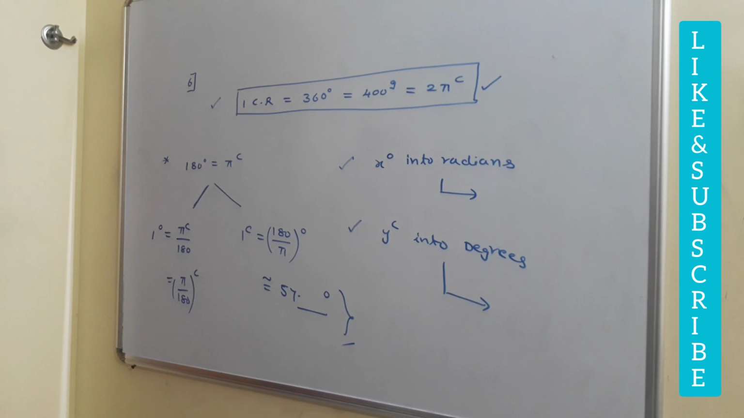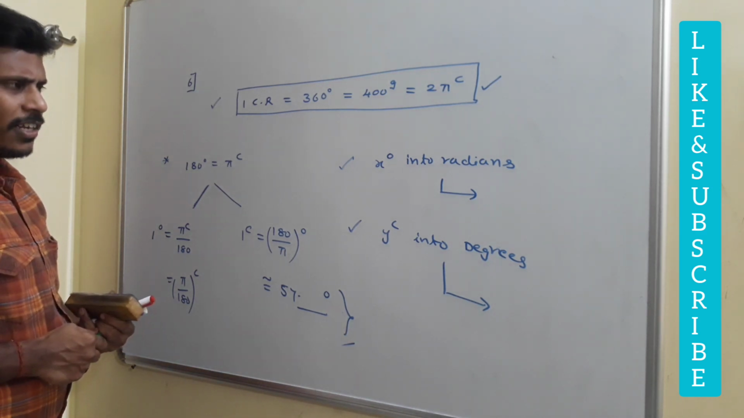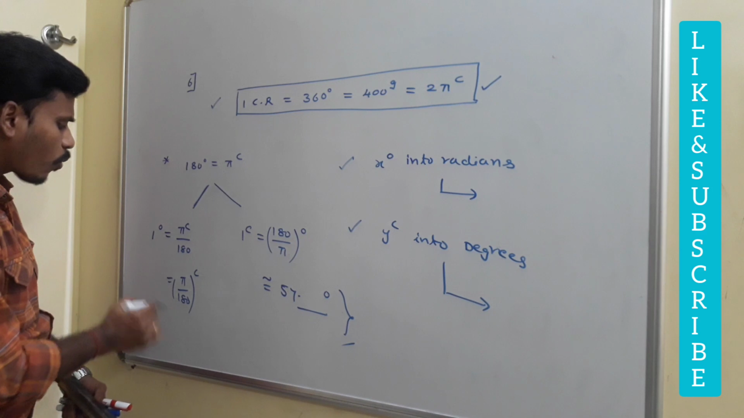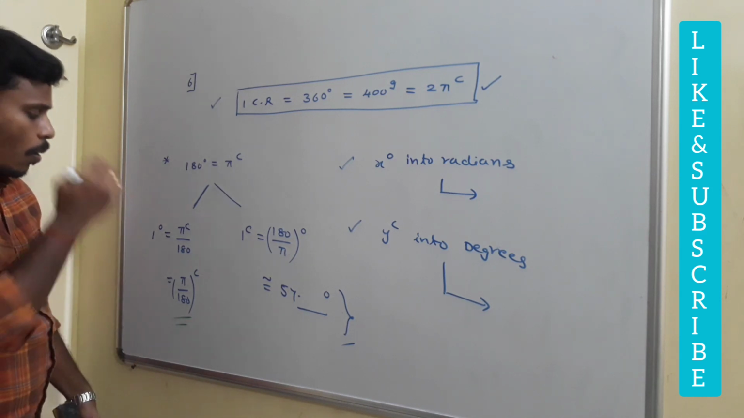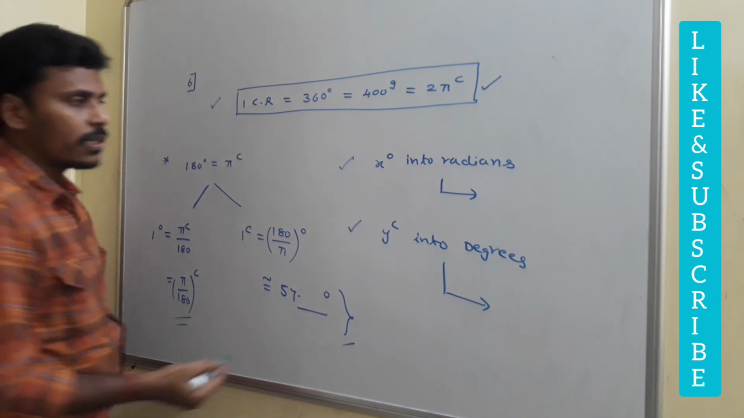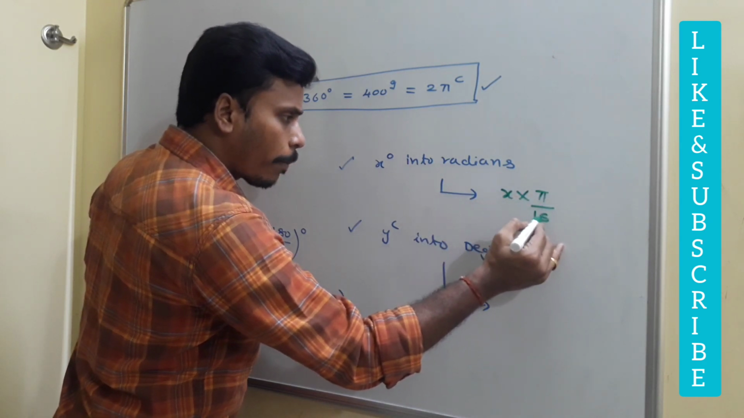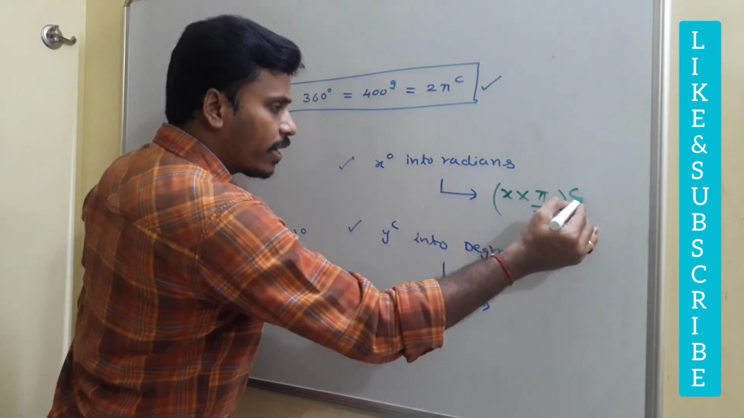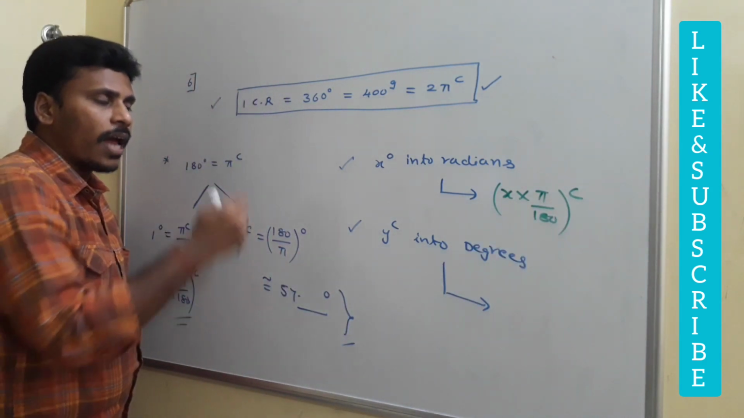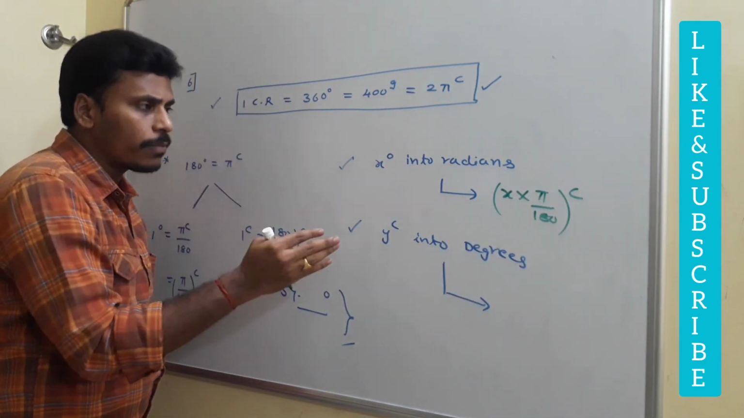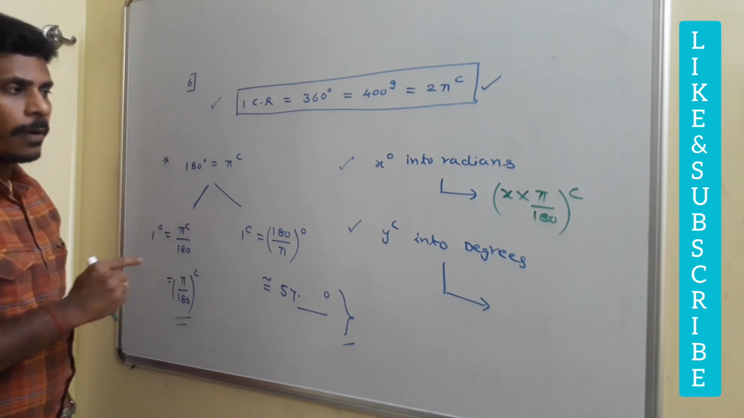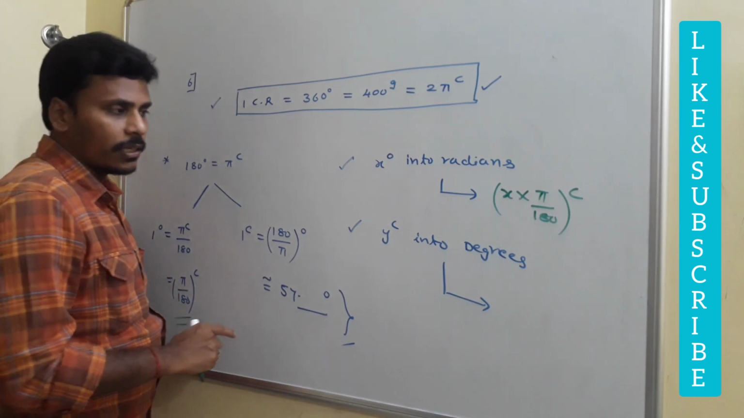X degrees into radians, whereas y radians into degrees, what do you say? That is very clear. See, everything is just the unitary method here, right? 1 degree is what? Pi by 180 radians. Then x degrees is automatically x times pi by 180 radians. So if you wish to convert a degree measurement into radians, you just multiply with pi by 180. Is it right?